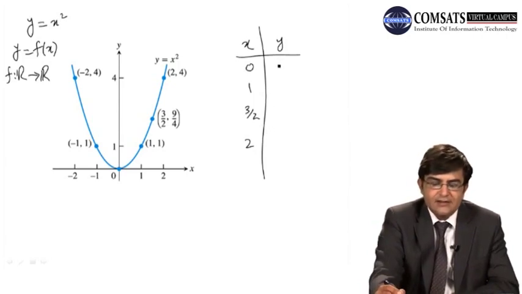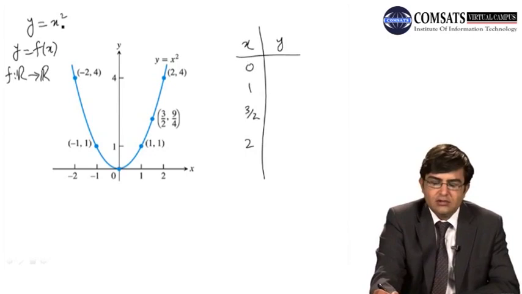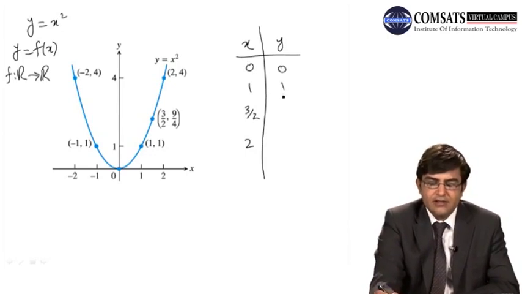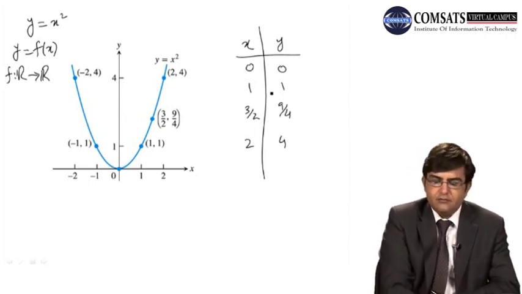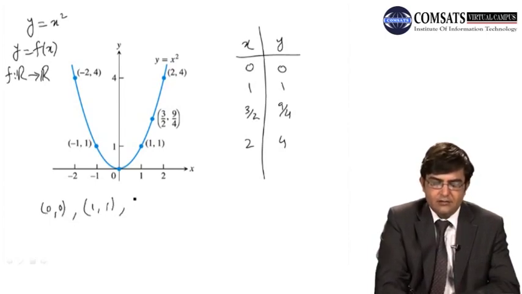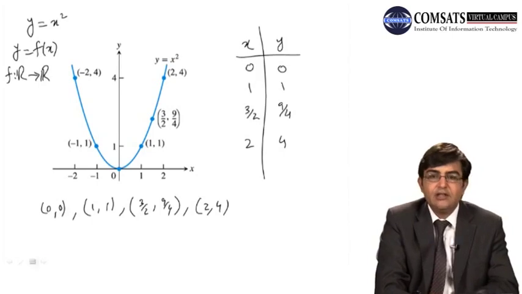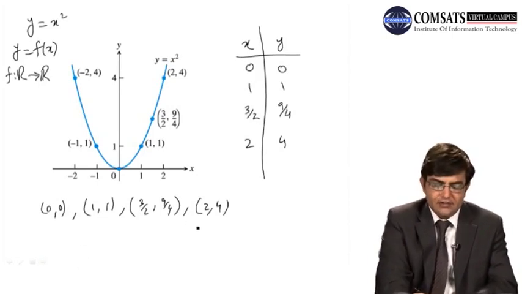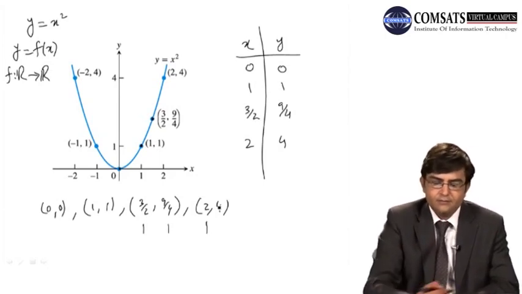So if x is 0 then y is 0 squared, which is 0. 1 squared is 1, (3 by 2) squared is 9 by 4, 2 squared is 4. So we have obtained 4 points: (0, 0), (1, 1), (3 by 2, 9 by 4) and (2, 4). On the Cartesian plane we plot these 4 points. The first point, x 0, y 0, is here, then (1, 1) is here, x is 3 by 2, y is 9 by 4, it will come here, and (2, 4) comes here.